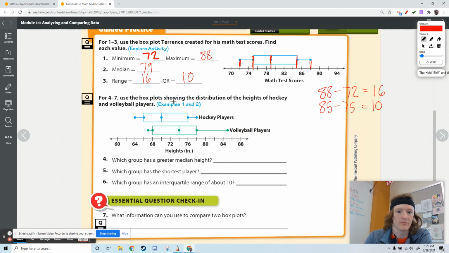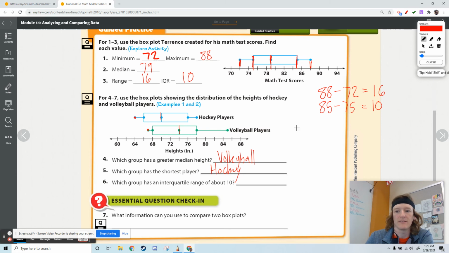For 4 through 7, we're going to compare the heights of hockey players and volleyball players. So which group has a greater median height? The median is the middle line. So who has a greater median height? Looks like volleyball players, which is at 74. Which group has the shortest player? So now we're looking at the least. Well, the hockey players have the shortest.